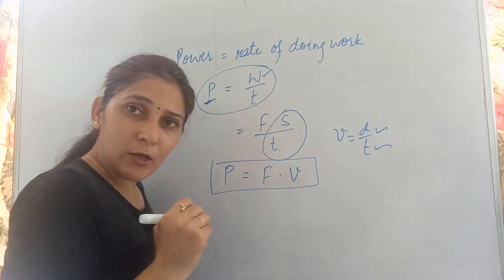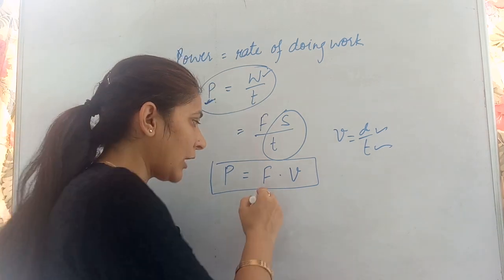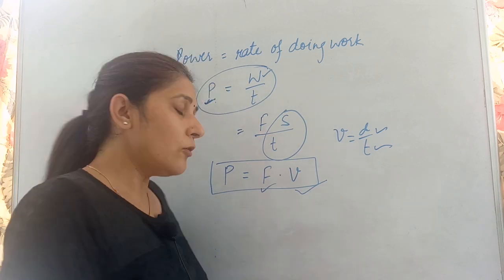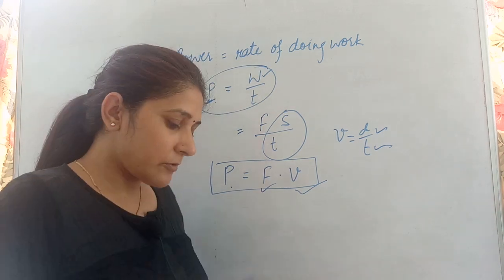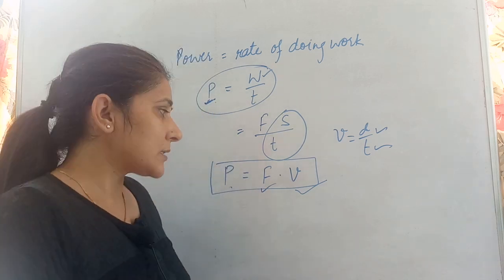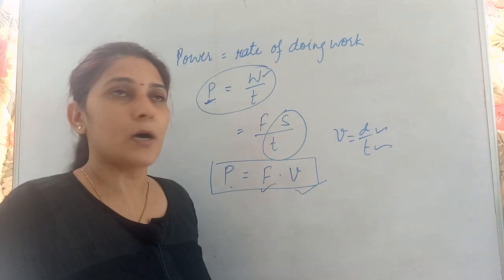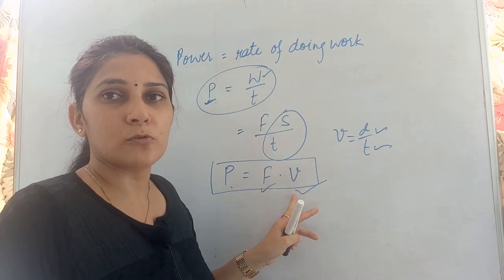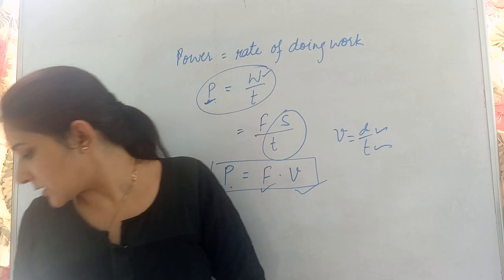So force into velocity can also give us the value of power. If in any numerical you are given the value of force and the velocity with which the object is moving, then also you can find out power. This is given in one of your numericals, that's why I discussed it over here. Maybe you get puzzled that velocity is given, how to find out power now, if you only know the other formula. From this we can derive this one also. So that's why it is discussed over here.